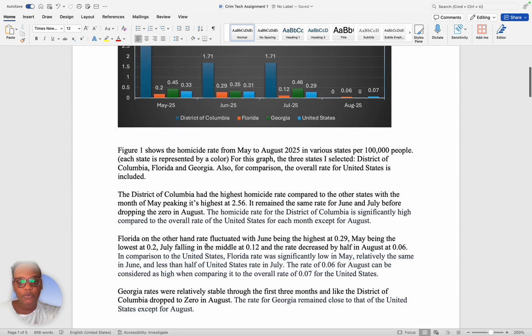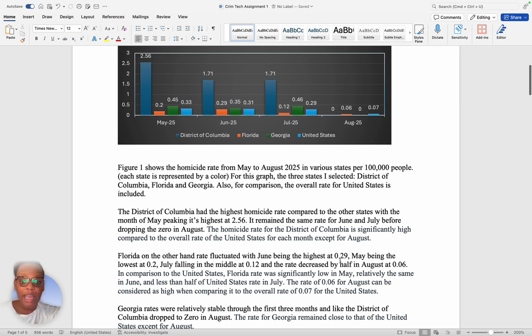Florida, on the other hand, rate fluctuated, with June being the highest at 0.29 right here, May being the lowest at 0.2 right here, July falling in the middle at 0.12, which is right here, and the rate decreased by half in August at 0.06, which is right here. In comparison to the United States, Florida's rate was significantly low in May, relatively the same in June, and less than half of the United States in July.